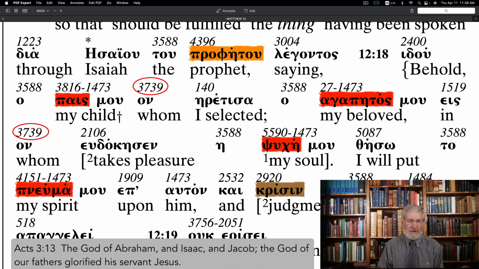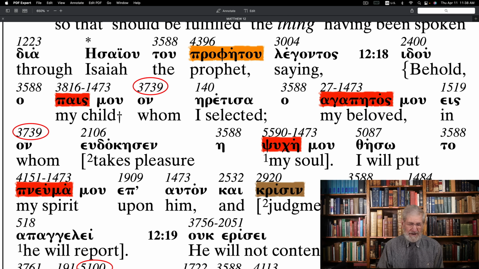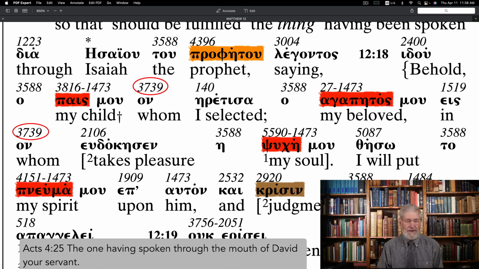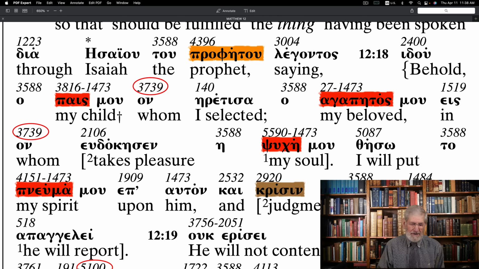Acts 3:13 says, "The God of Abraham and Isaac and Jacob, the God of our fathers, glorified his servant Jesus." His child Jesus, could use that, I suppose. In Acts 4:25, it says, "The one having spoken through the mouth of David, your servant." So here we see boys, child, servant. O agapitos mou, my beloved.